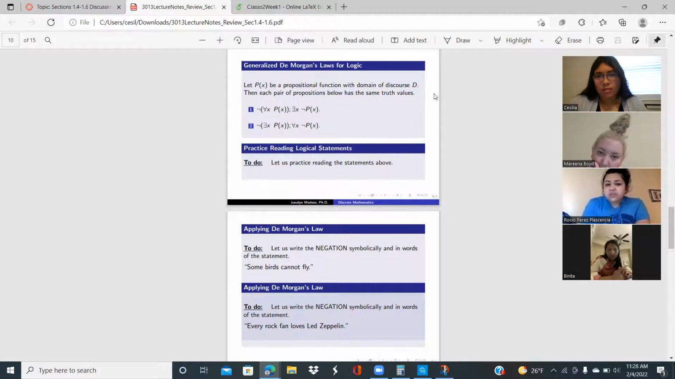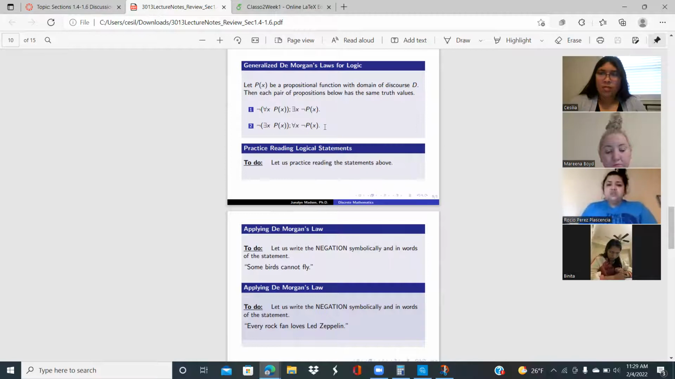And then the second one: not there exists an X of P of X, and for all X, not P of X. So saying these would have the same truth to them. For that first one, the first half says not every X is in P of X, and the second part says that there exists an X where it's not in P of X in that domain of discourse.